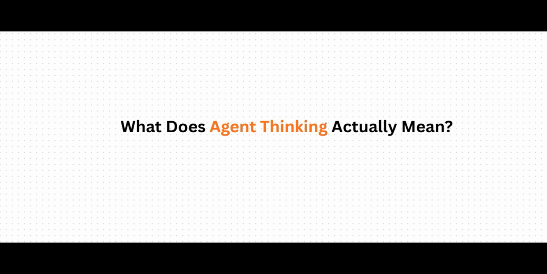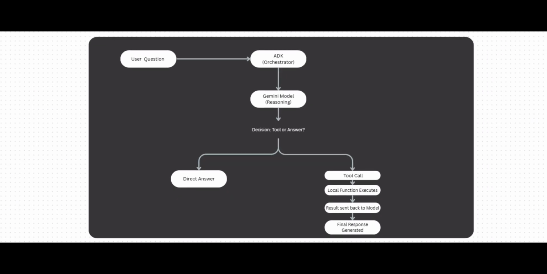Now that we are clear about the concept, let's move one step deeper to understand how the model becomes aware of tools and how it decides when to use them. So now that we understand what agent thinking really means, let's go one step deeper and look at the internal architecture, what actually happens behind the scenes. Let's break this down step by step. Step number one, everything starts when a user sends a prompt. For example, the user asks a question like, what is the current time in Pune?